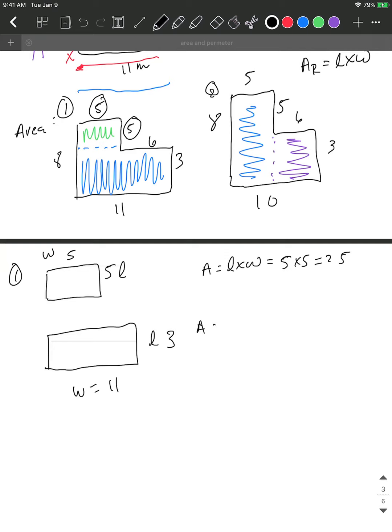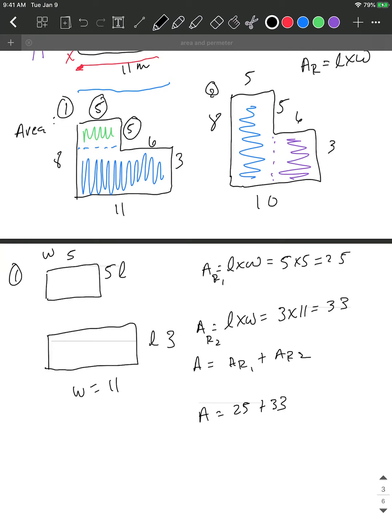Then for this bottom one, length times width. Remember, always write the formula. Even if you can't save time, write it out. We'll say 3 times 11, which gives us 33. Now I'm going to call these area rectangle 1 and area rectangle 2. So area is equal to area rectangle 1 plus area rectangle 2. So then area is equal to 25 plus 33.